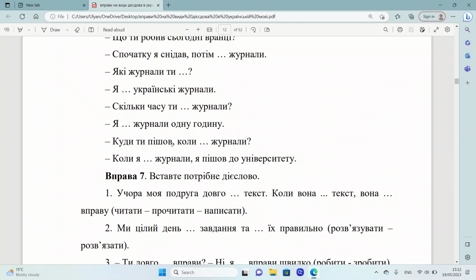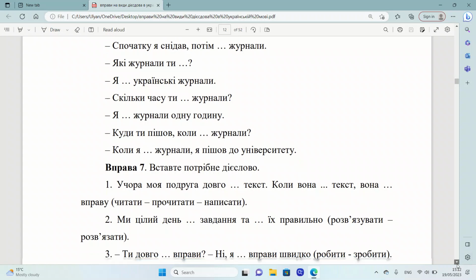So куди ти пішов, коли прочитав журнали? So коли я прочитав журнали, я пішов до університету. So after reading the magazines, I went to university. So usually коли will trigger the imperfective, but this is just consecutive actions, one after another. That's why you need the perfective. So he did this one first, and then he did this. Okay, so let's have a look at the next one.